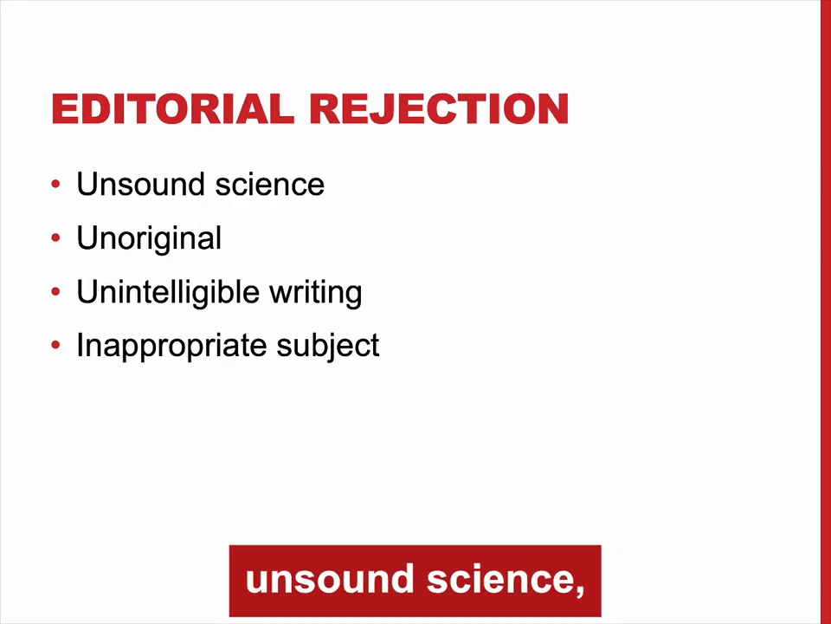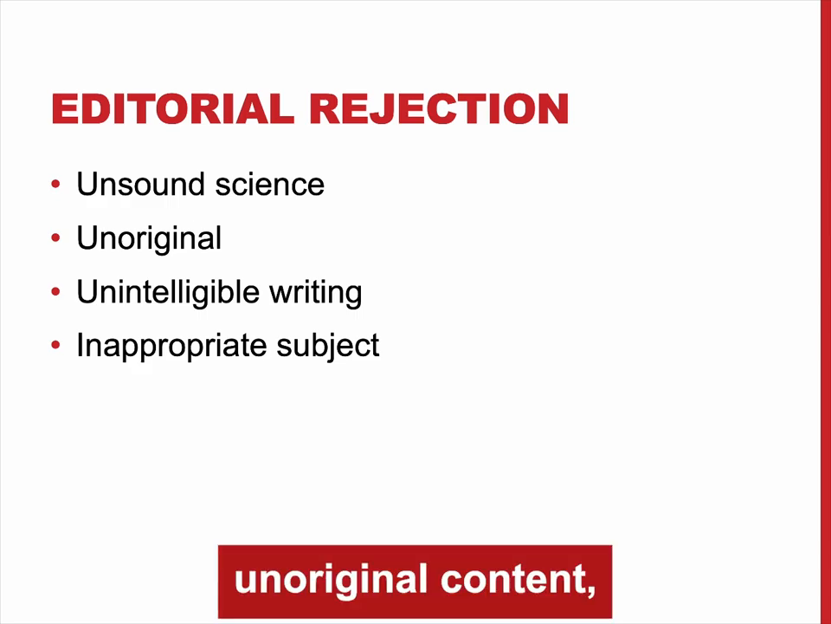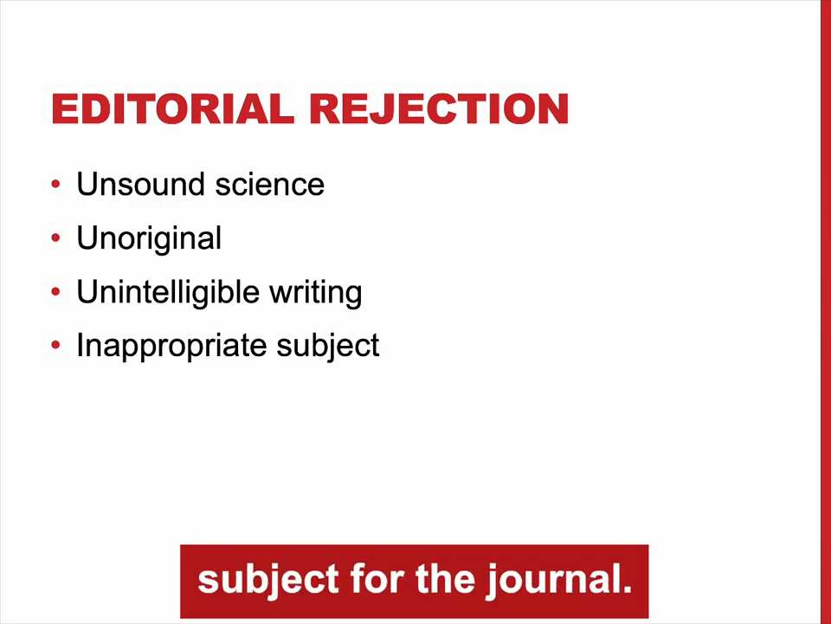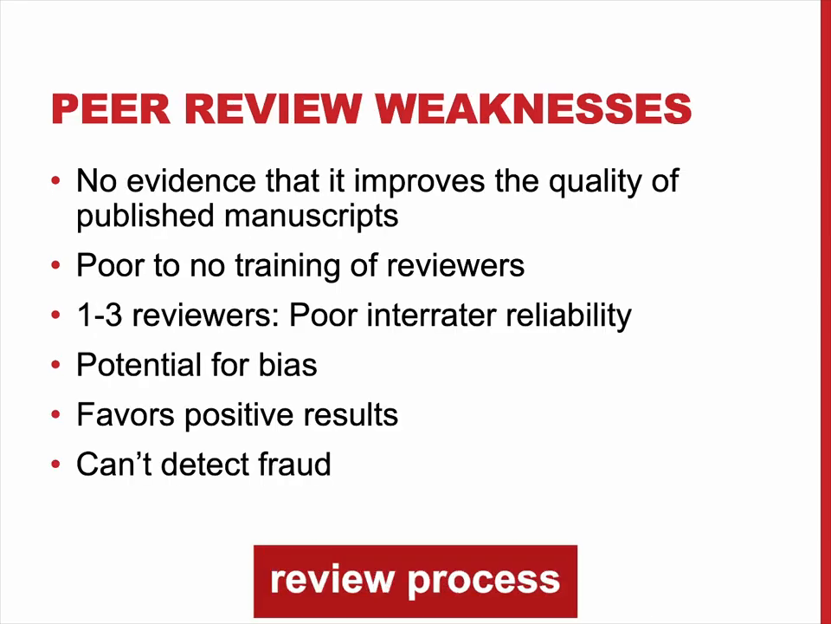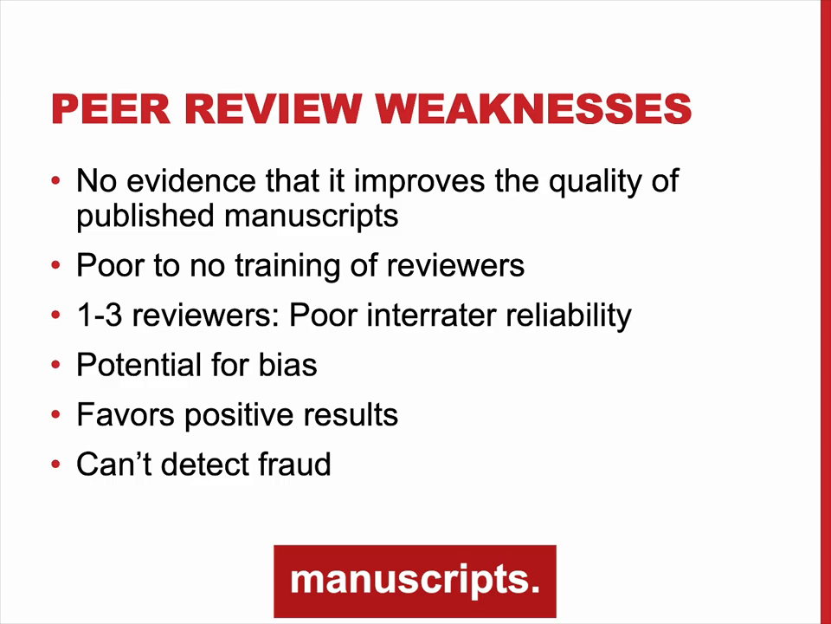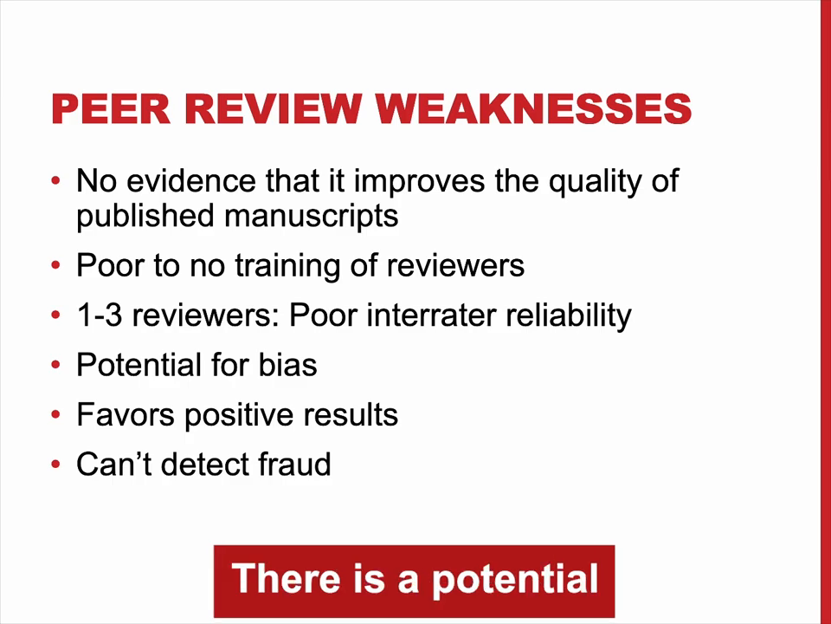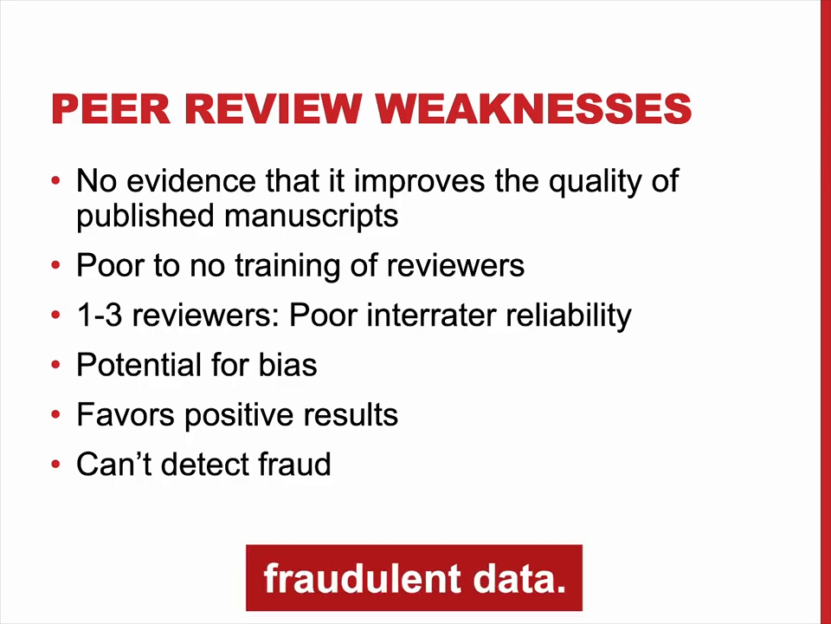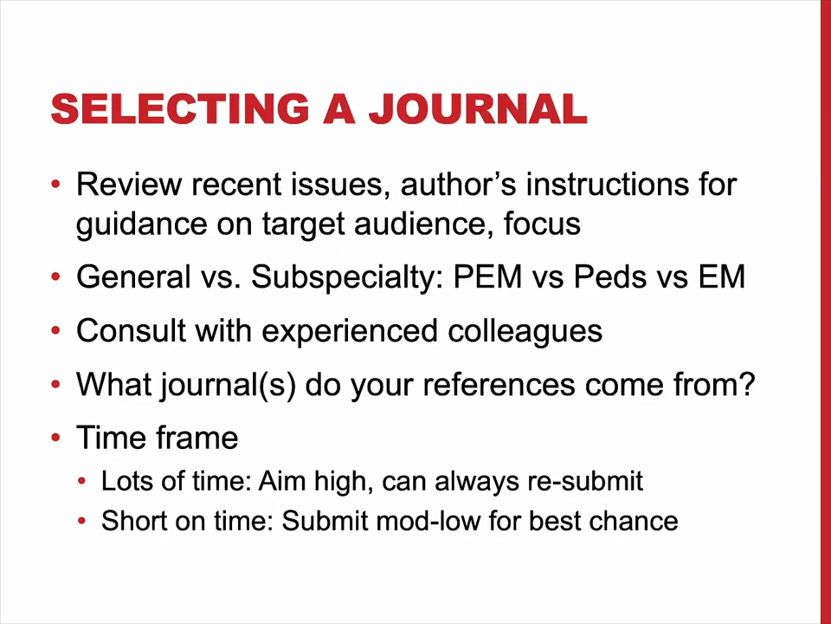These include unsound science, unoriginal content, unintelligible writing, or an inappropriate subject for the journal. The peer review process has several weaknesses. There is no evidence that it improves the quality of published manuscripts. Reviewers have poor to no training. There is poor inter-rater reliability among reviewers. There is a potential for bias, and the process favors positive results and can't detect fraudulent data.